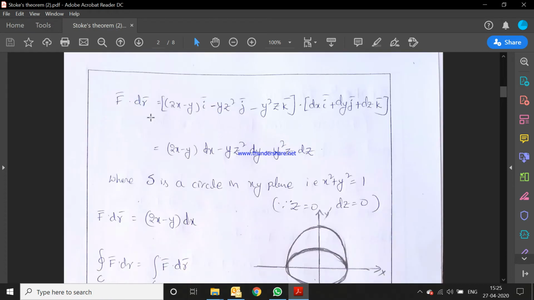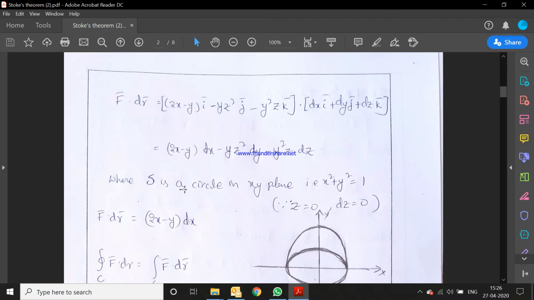So first find f bar dot dr bar. Here f bar is (2x minus y) i bar minus yz square j bar minus y square z k bar, into dr bar, which is dx i bar plus dy j bar plus dz k bar. Multiply both, we get (2x minus y) dx minus yz square dy minus y square z dz. Because i bar dot i bar is 1, j bar dot j bar is 1, and k bar dot k bar is also 1, we multiply only the coefficients of i bar, j bar and k bar.